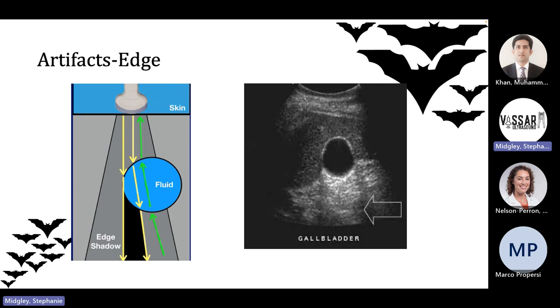A common place you'll see this is in the gallbladder, and it's going to trick you into thinking it's a stone. One of the clues is that as you fan through or slide through that gallbladder, that edge artifact never goes away. It always stays at the very edge of the gallbladder. So it's going to look kind of weird, like there's a stone that's tracking all the way through. So when you fan or slide through and you see that shadowing in the same spot, that's going to clue you in that this is just an edge artifact. And as the machines are getting better and better, some of these artifacts are actually getting more and more prominent.